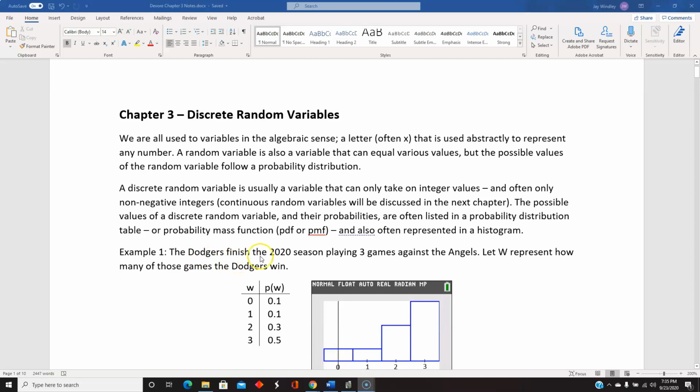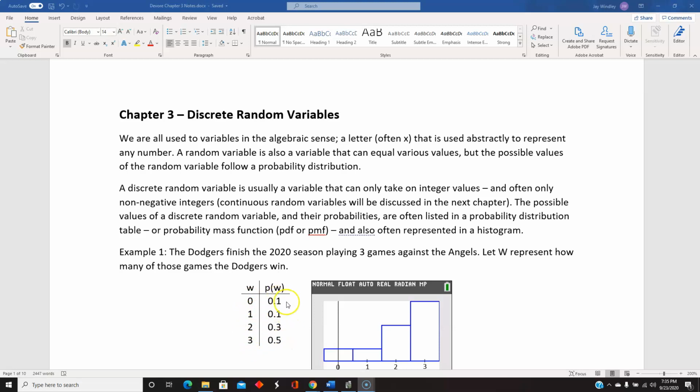The Dodgers are finishing the 2020 season playing 3 games against the Angels. So the Dodgers will either win 0 or 1 or 2 or 3 of those games. They can't win a negative number of games. They can't win more than 3 games since only 3 are played, and they can't win 1.7 games. So W, representing how many of those games the Dodgers win, is a discrete random variable. It can only equal these possible values.